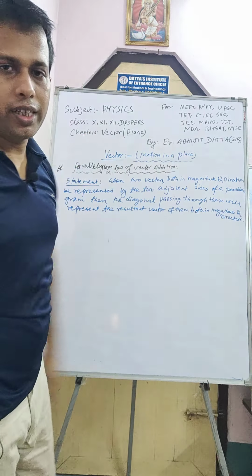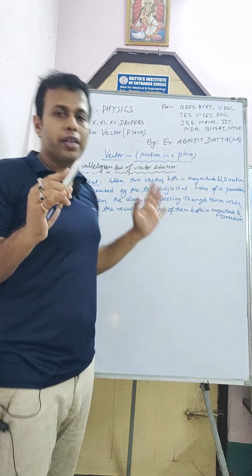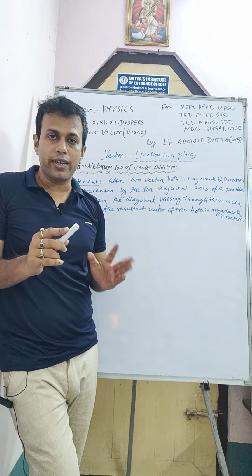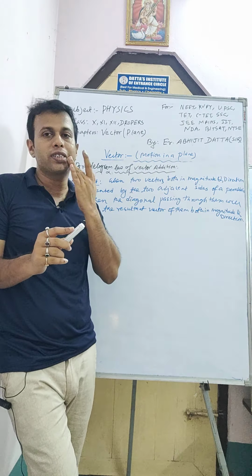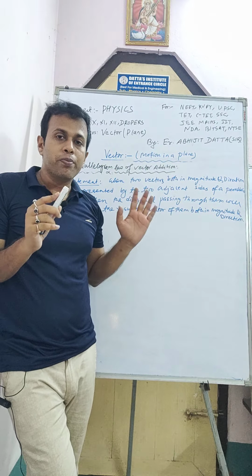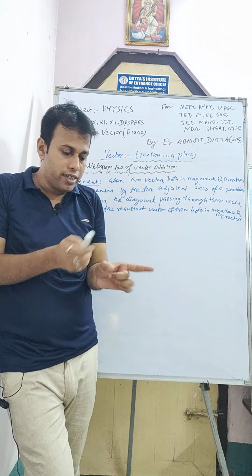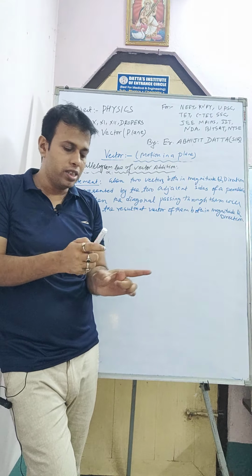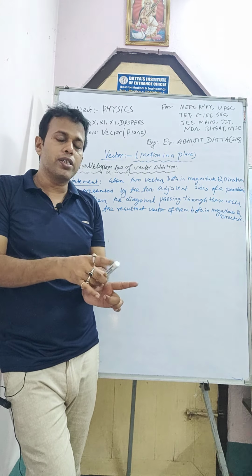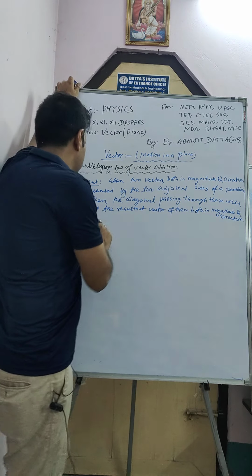The statement is like that: when two vectors can be represented both in magnitude and direction by the two adjacent sides of a parallelogram, then the diagonal passing through the adjacent sides will represent the resultant vector of them. So let me draw it.